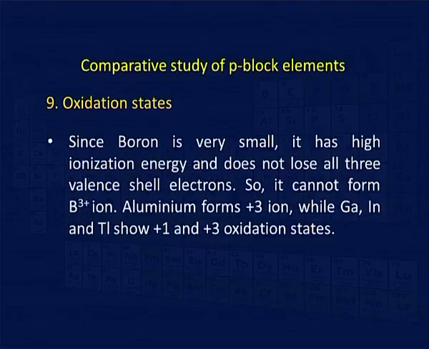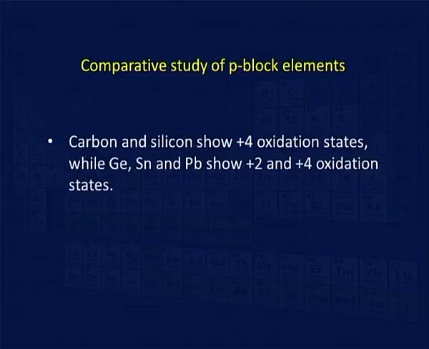Property of oxidation state: boron is very small in this family of elements, and it has high ionization energy and does not lose all 3 valence shell electrons. So it cannot form the B+3 ion, the tripositive boron ion, while aluminum forms +3 ions. However, gallium, indium and thallium show +1 and +3 oxidation states. Carbon and silicon show the +4 oxidation state, while germanium, tin and lead show +2 and +4 oxidation states.